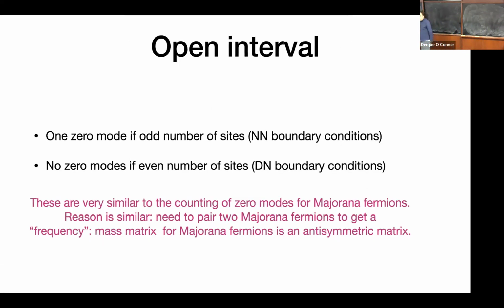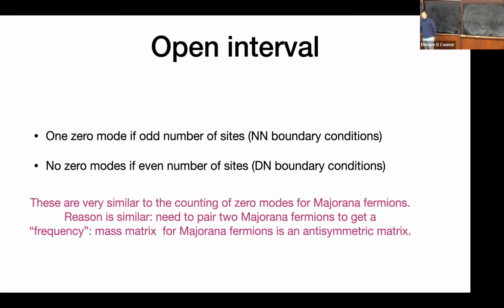You do things on an open interval, the same thing happens. If you have an odd number of sites, you always get one zero mode no matter what you do, because you have an odd number of variables in your Poisson bracket. And this is similar to what happens when you have Neumann-Neumann boundary conditions. If you have an even number of sites, there's no zero mode in this case.